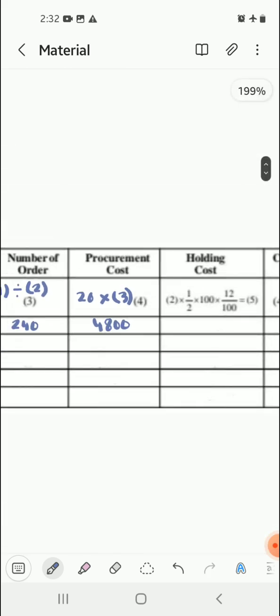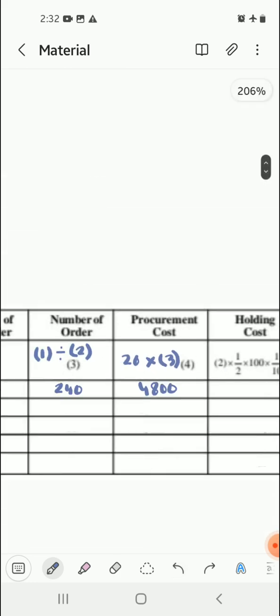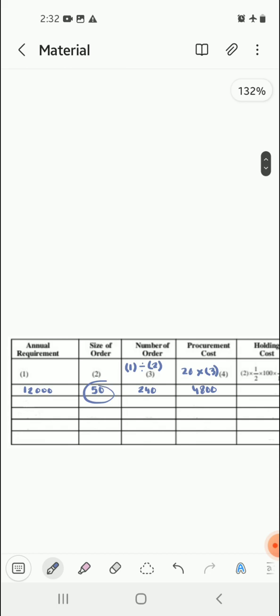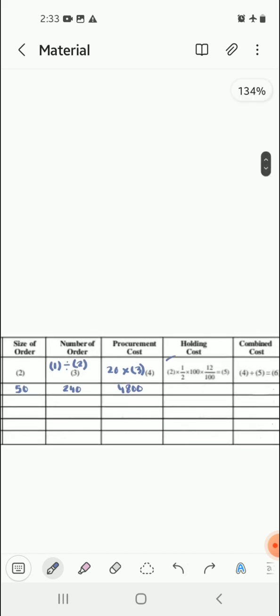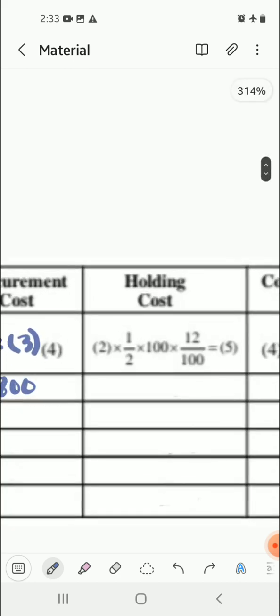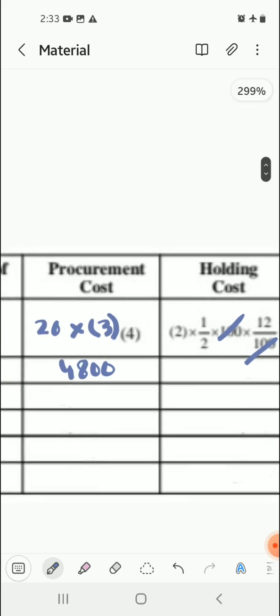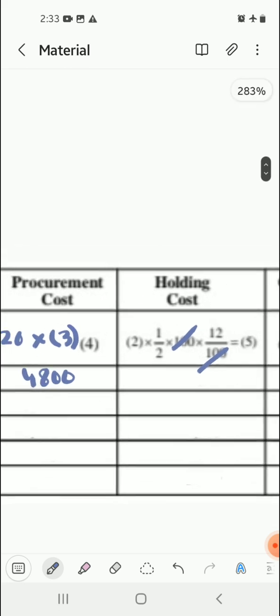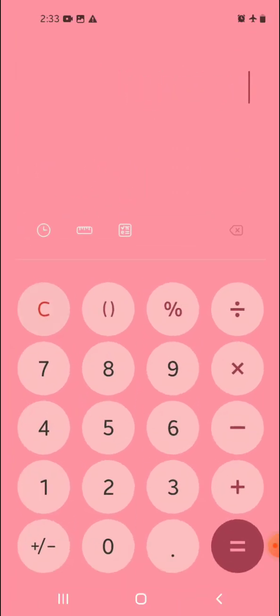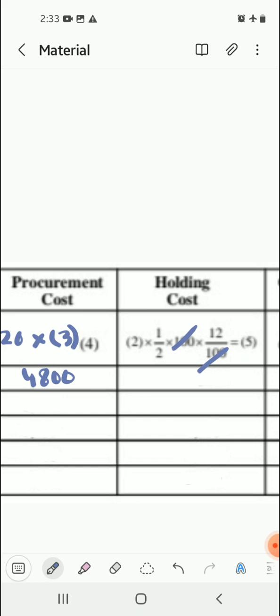Now, the holding cost will be 50%. How do we calculate this? For this, we first take what is there in our column number 2. See, we've got 50 over here in column number 2. So half of this 50 will be 25. 25 into 12, that is 100 and 100 gets cancelled. So we'll calculate it. We get 300. So this is what we are going to write over here, 300.